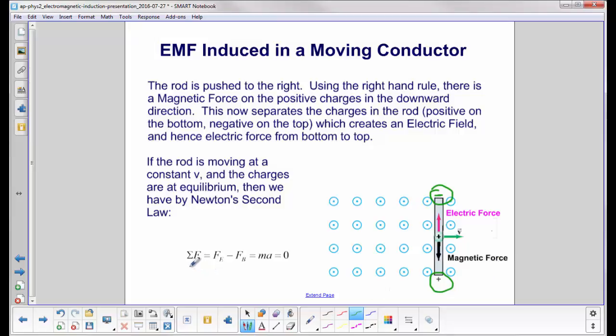So in equilibrium, the sum of the forces in the vertical direction will be the electric force due to the electric field that is generated by the separation of charges, and a magnetic force due to the movement of the bar through the magnetic field. So F_E minus F_B equals ma, Newton's second law, equals 0.